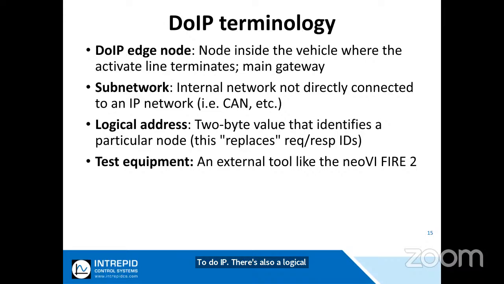There's also a logical address, okay? It's really just a 2-byte value that identifies a particular node, if you will, in our network. In essence, it replaces the request and response IDs that we use in CAN. If you think about what we do in, say, OBD, we might have a functional tester present that goes out every couple seconds, and the ID for that is often 7DF. And of course, each of our ECUs that we talk to has its own IDs. But in any case, our logical address is a 2-byte value we can use to identify all the particular nodes we want to talk to.